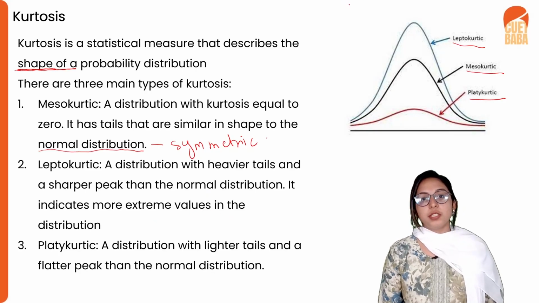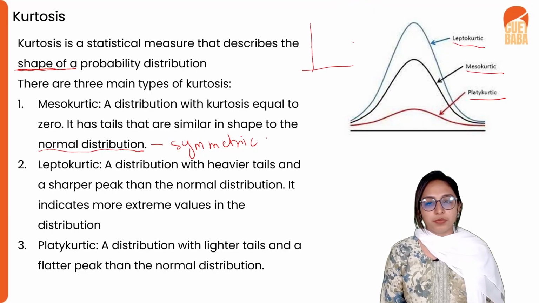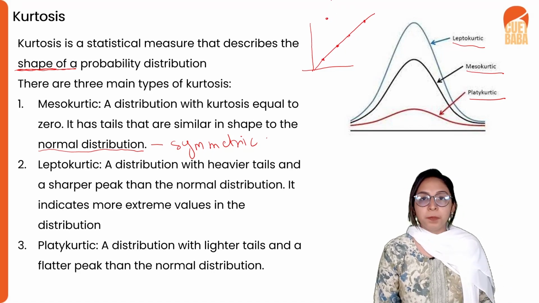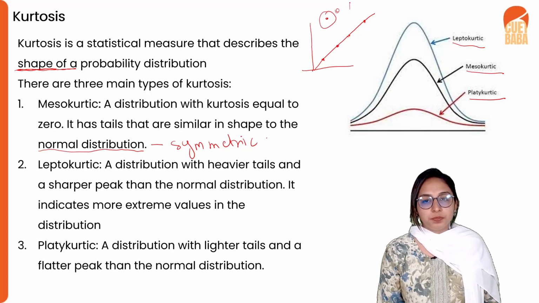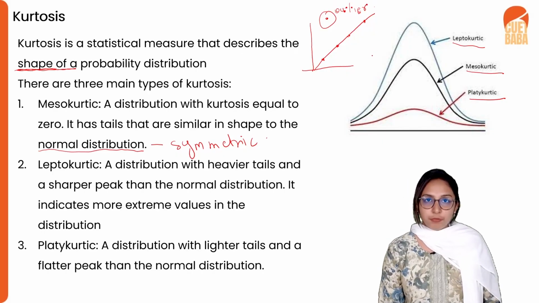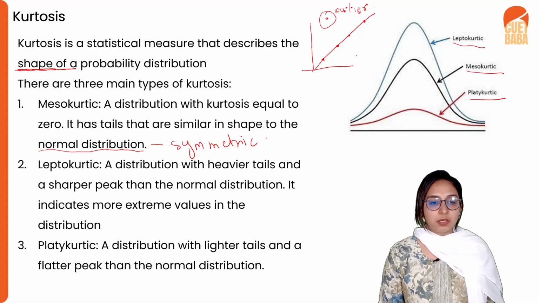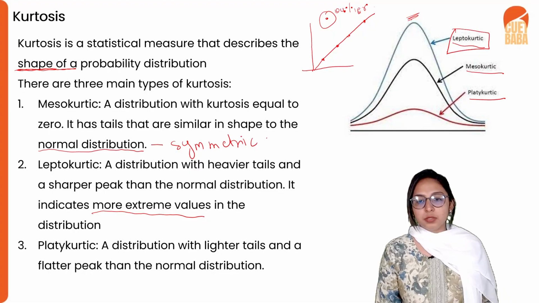Kurtosis is used to find the shape of the distribution. If we draw a line graph, there are data points here, but there might be points which lie too far from the line graph. That is called an outlier. So if there are more outliers or extreme values in the graph, we can understand that using kurtosis. If there are more extreme values, it is called leptokurtic. It will have a heavier tail and a sharper peak. The peak is too sharp.